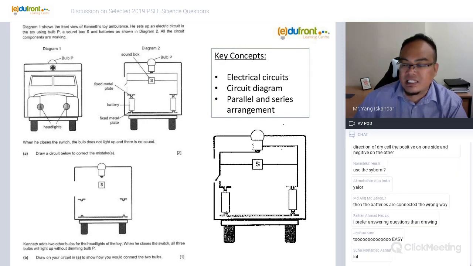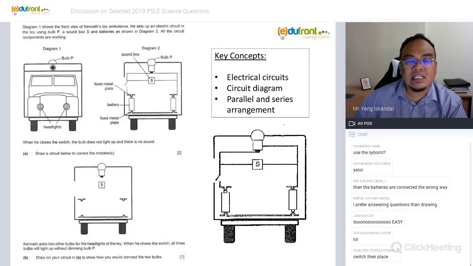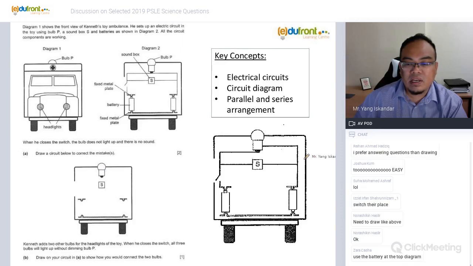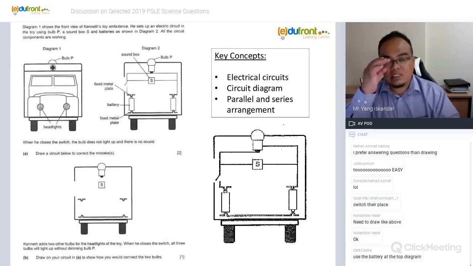Now here, this is the strange part. They did not ask you to draw in electrical symbols. In a circuit, using symbols, because the battery here they show in full, so you draw the same way. Likewise, the bulb here also is not in the standard circuit diagram, the normal bulb, right? But anyway, they draw for you. Okay, so this is how you should draw. This is for part A.